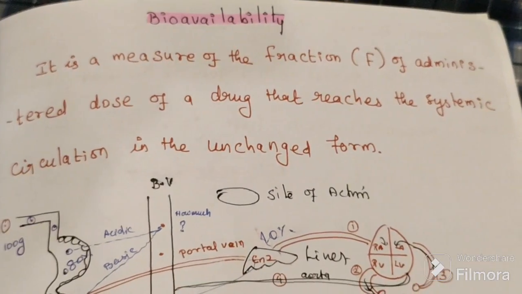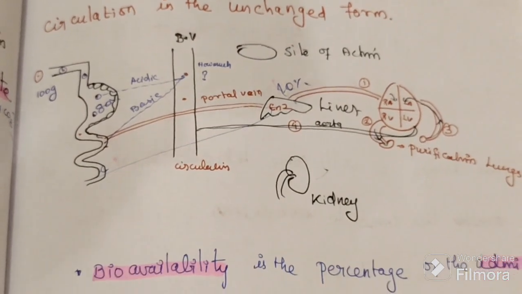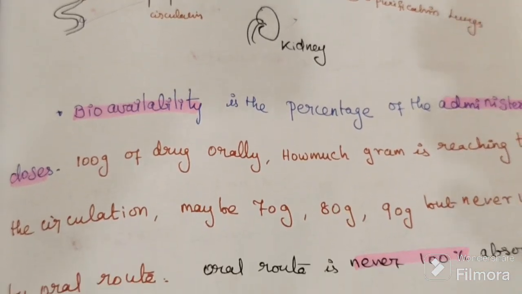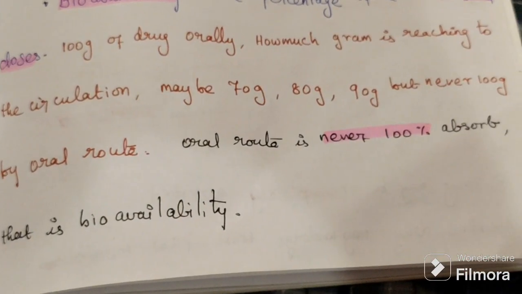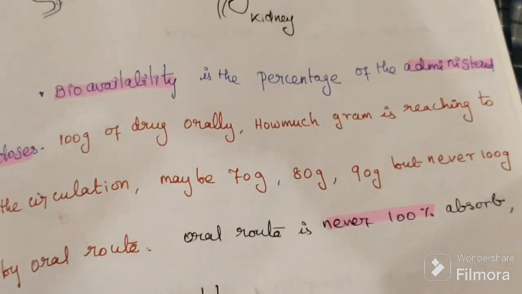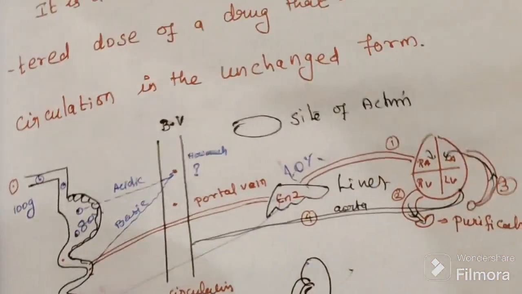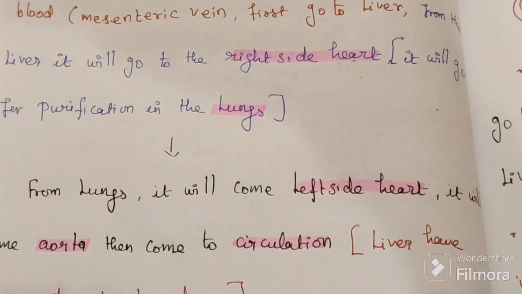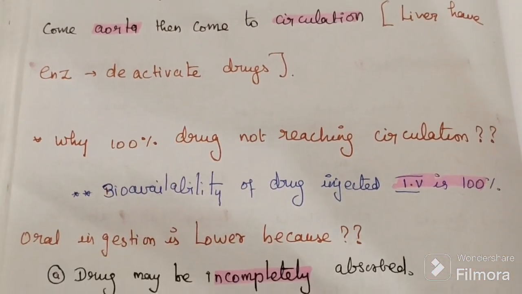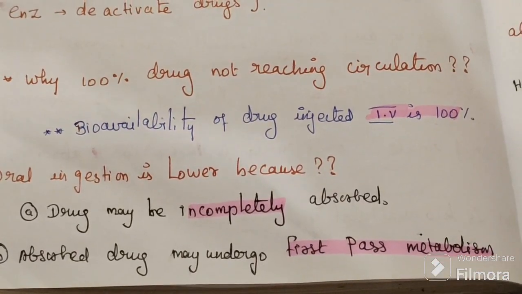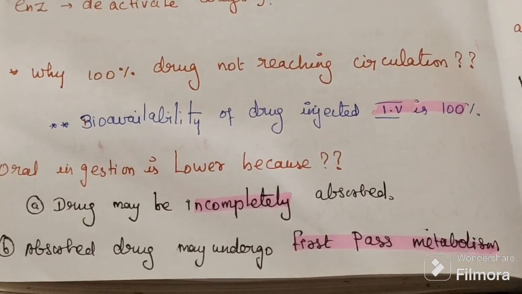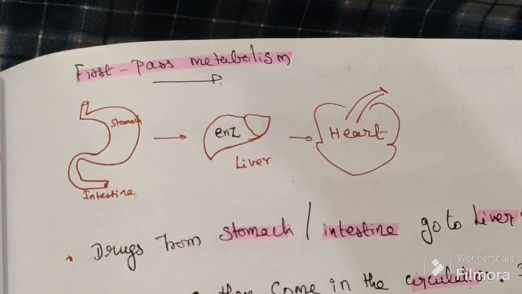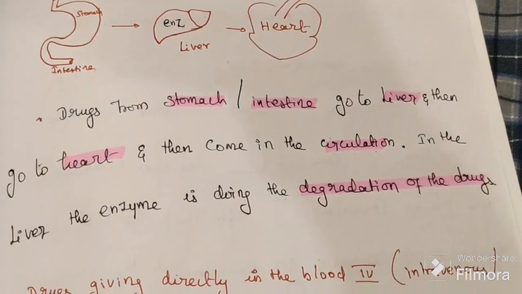This video discussed bioavailability. This one is the master diagram. Orally, it is never absorbed 100%. Maybe 99% is also possible, but never 100%. But intravenous 100% is possible because it is directly injected into the blood. Why is it not 100 percent orally? Because of incomplete absorption and first pass metabolism, because the liver has some enzymes by which it is degraded.